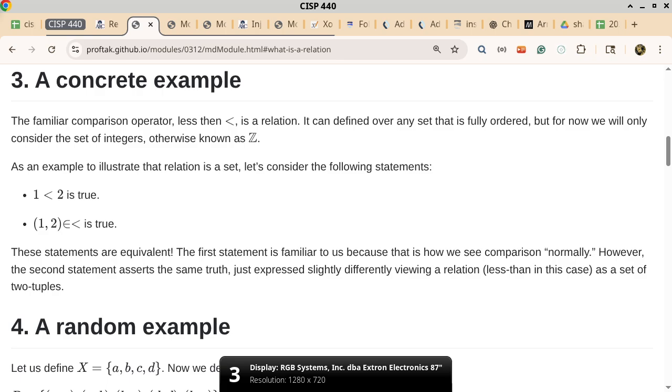In the second case, less than is not seen as an operator. It is seen as, quote unquote, the name of a set that turns out to be a subset of the Cartesian product of integers with integers. Are we still doing okay so far, just in terms of the notation? Are we good?